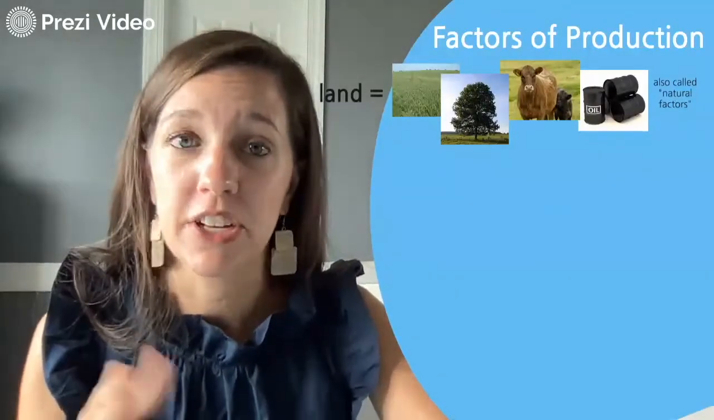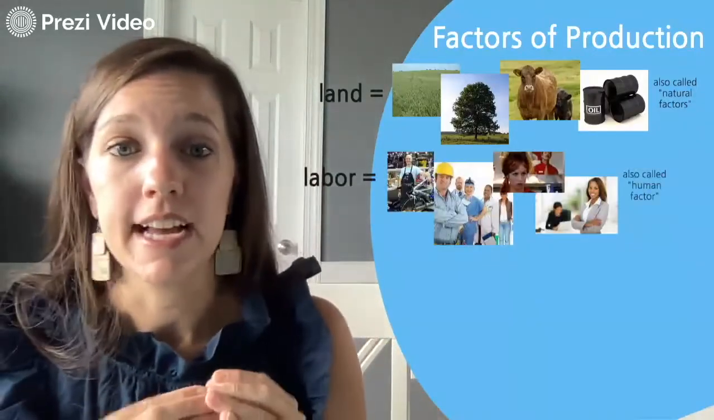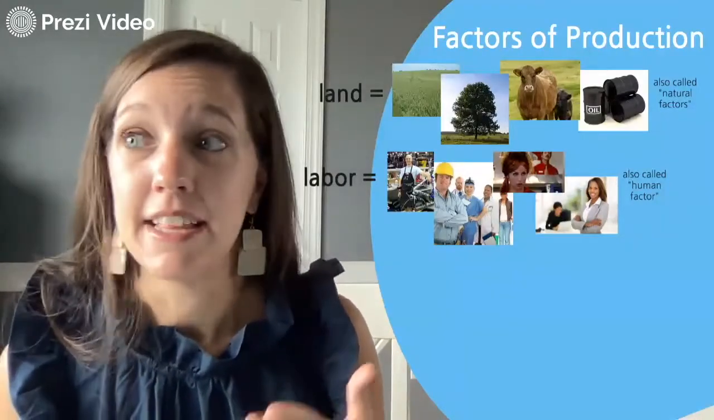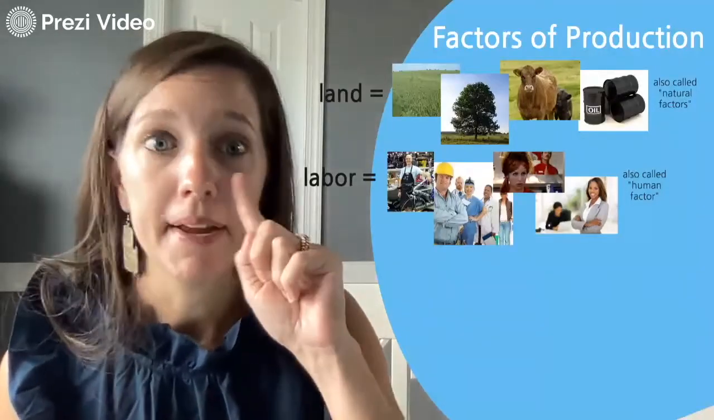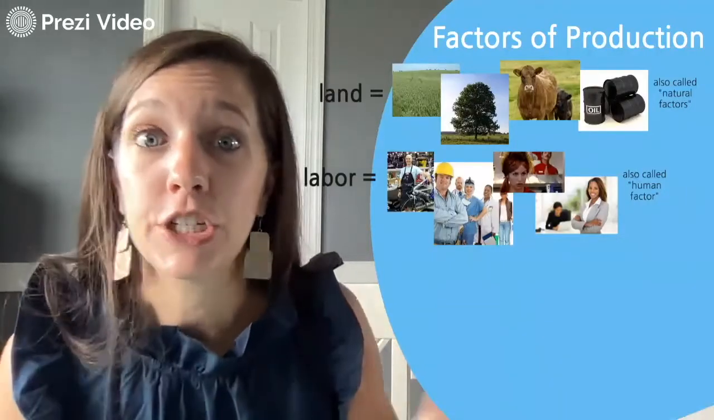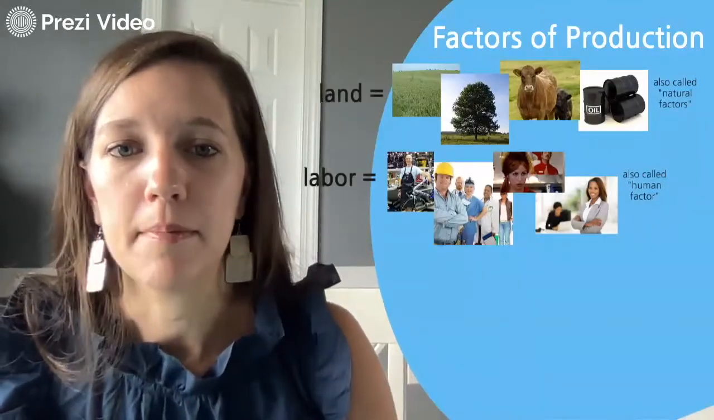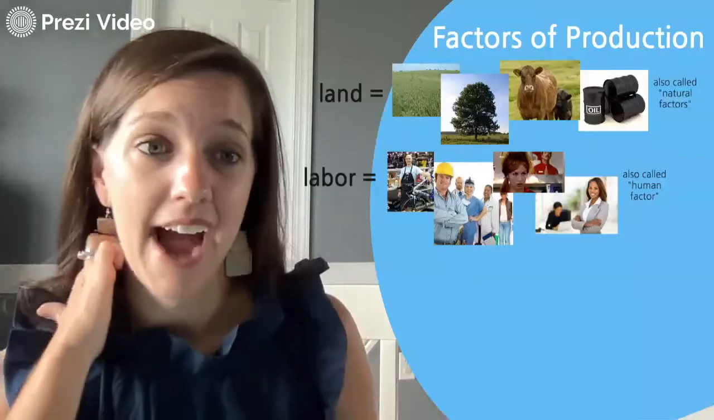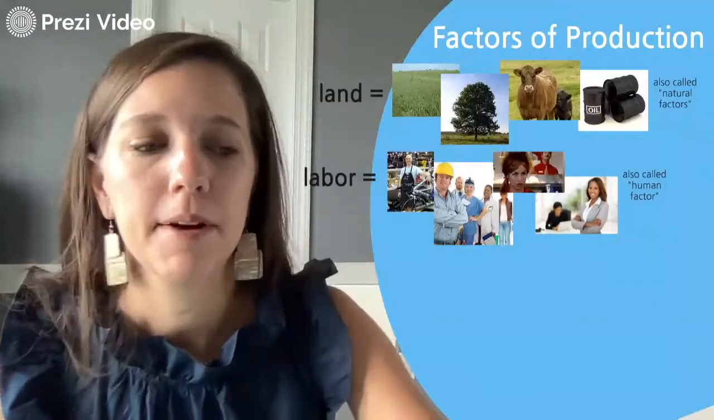The second factor of production, things that you need to produce things, is labor. That's just the people who are producing goods and services. This could be the cashier, the restaurant employee, the business manager, the banker, the factory worker, a teacher or a taxi driver. The people who are involved are the labor factor, okay? Or also sometimes called the human factor, because humans are the ones providing labor.